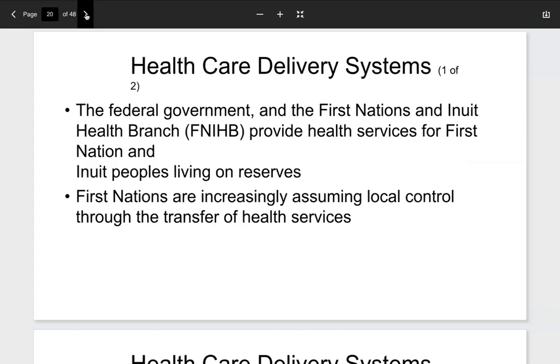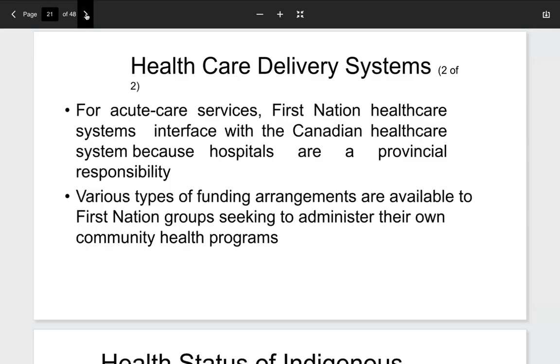The federal government and the First Nations and Inuit Health Branch provide health services for First Nation and Inuit people that are currently living on reserves. And First Nations are increasingly assuming local control through transfer of health services. So for acute care services, the First Nation healthcare systems interface with the Canadian healthcare system because hospitals are a provincial responsibility. And there are various types of funding arrangements that are available to First Nation groups seeking to administer their own community health programs.